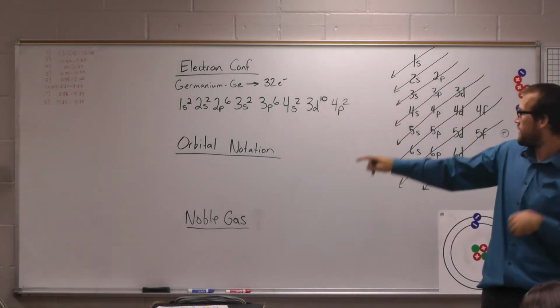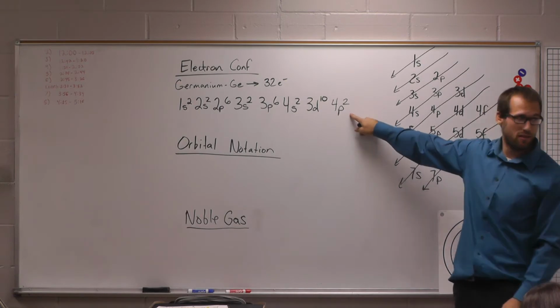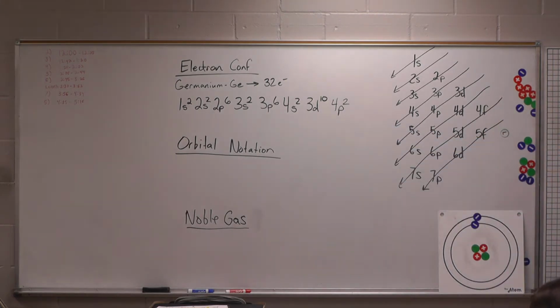Let's check to see if this matches up. We go to the 4th energy level, find the what block? Which orbital do we finish in? P, right? Find the P. Here's where your P starts, and we put 2 in that 4p. 1, 2 in would be what? Germanium.